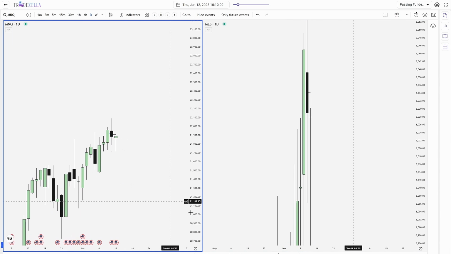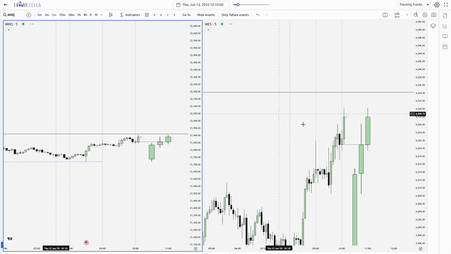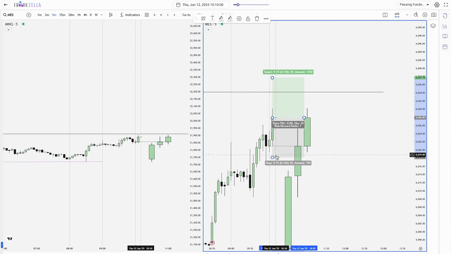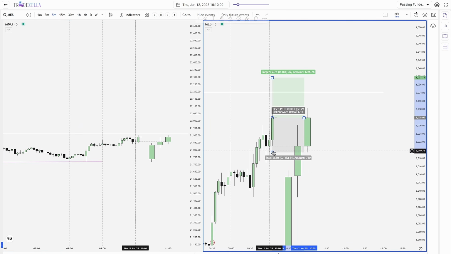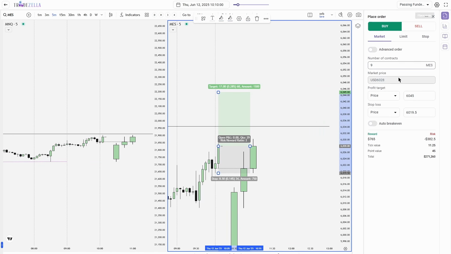Let's check the ADR. So the average daily range, we have 106 points. Previous day was 300 points. So we still have room in the daily candle to expand higher. So we will give it a shot. Entering at the next candle's open, putting our stop loss about 8 points and targeting strictly 2R. Entering with 5 contracts.